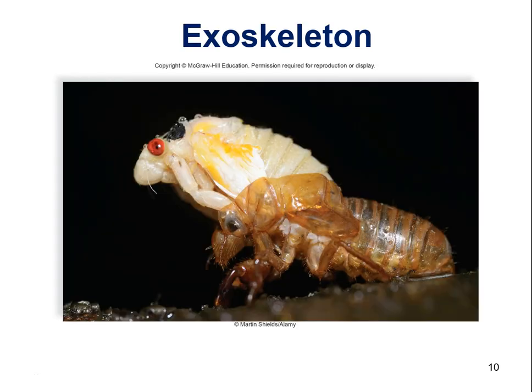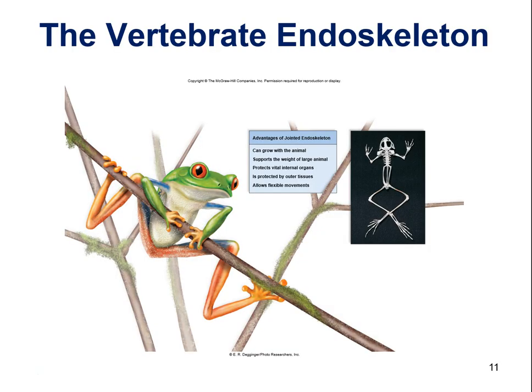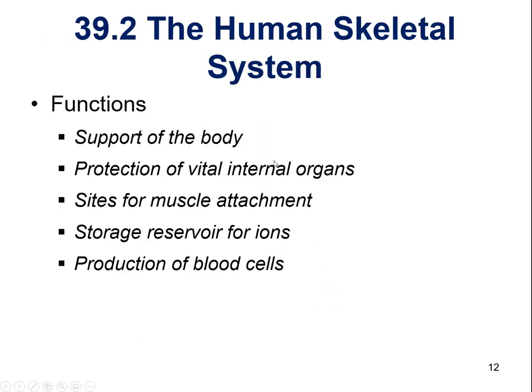This is showing you a bee that is molting and shedding its exoskeleton. We just talked about these advantages of an endoskeleton. This is showing you a frog, an amphibian, and we talked about these as well already.